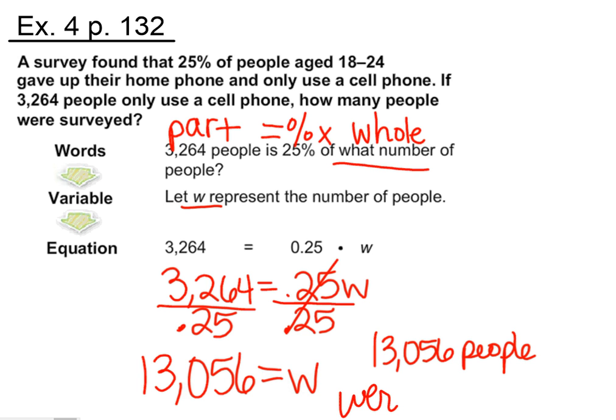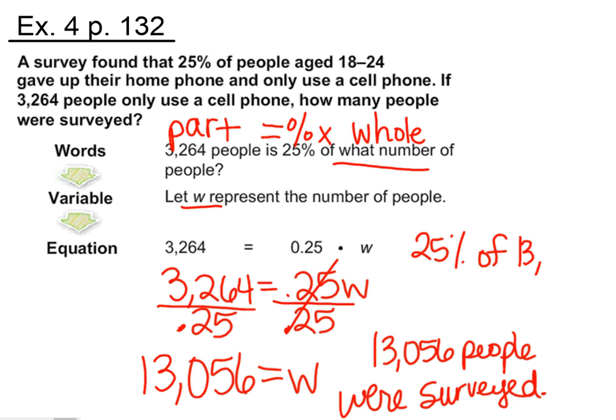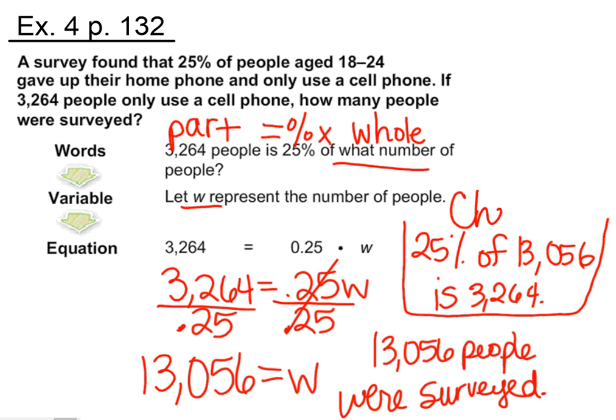were surveyed. And let's check to make sure our answer sounds correct. 25% of the people, the total, 13,056, 25% of that is 3,264. That does sound reasonable. So when we check our work, we are correct.